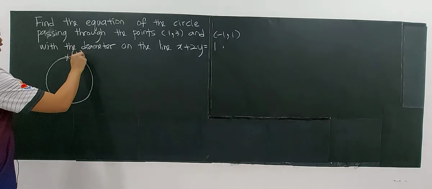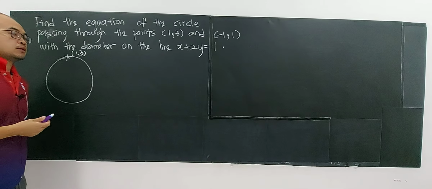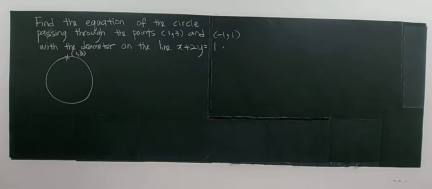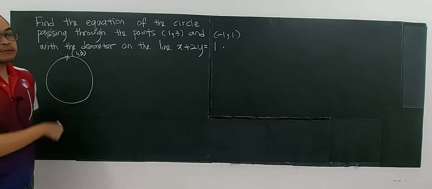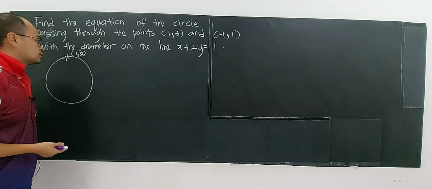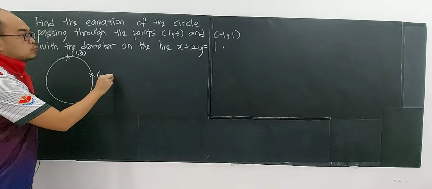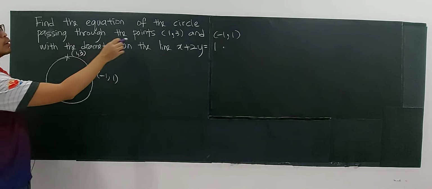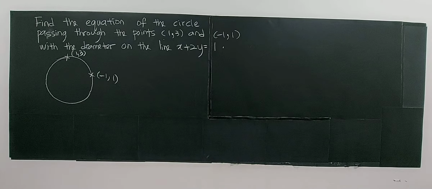Previously, I introduced you to the method of the general equation of the circle. Secondly, I used the perpendicular bisector of the circle. For this one, I give you another alternative so that you have more alternatives in understanding the circle. So you have negative 1, 1. The circle is passing through the points 1, 3 and negative 1, 1, with the diameter on the line.